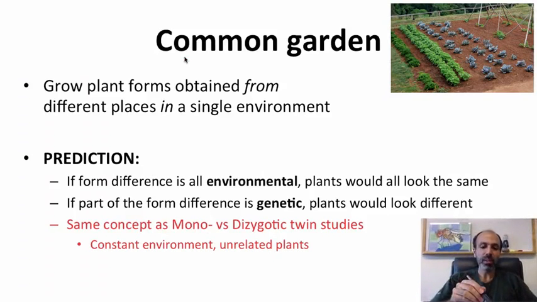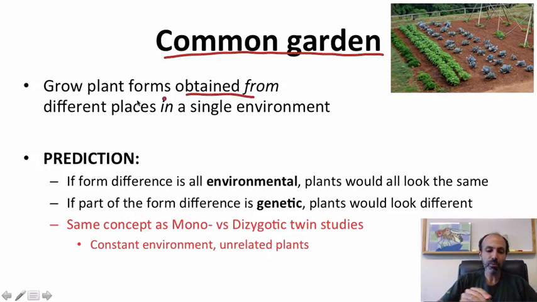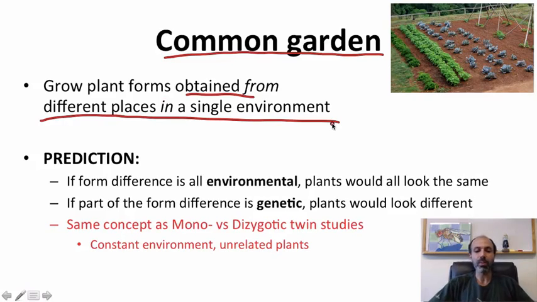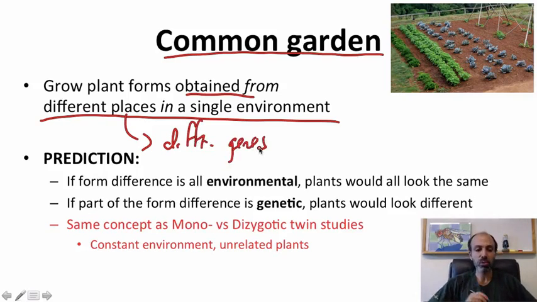So one thing they tried were these common garden experiments. These had actually been done by other researchers in the past, but they applied this to these particular plants in California. Essentially what they do for this is they grow plants obtained from different places in a single environment. So the idea here is they're trying to keep the environment constant, but getting these plants from different places, these likely have different genes, right? Because they're coming from different places. They likely have a different genetic makeup.